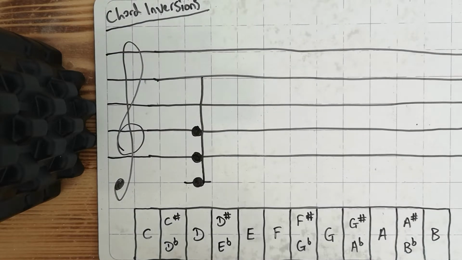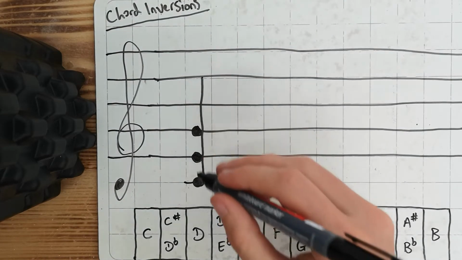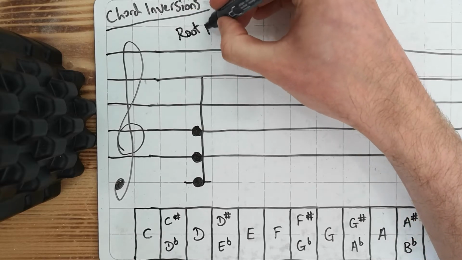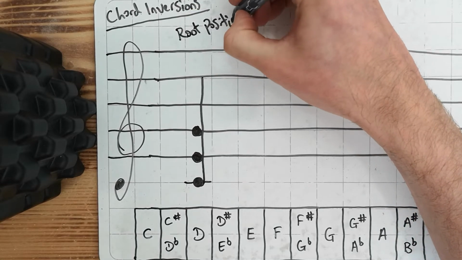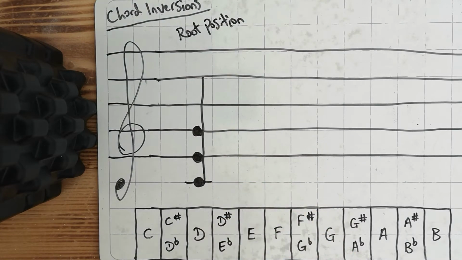Now that C major chord can be written out in a variety of different ways. It can be written out like this, with the C, the E, and the G put out like that, and that is what we call root position. Now, with this kind of chord, we can get two other versions of it.